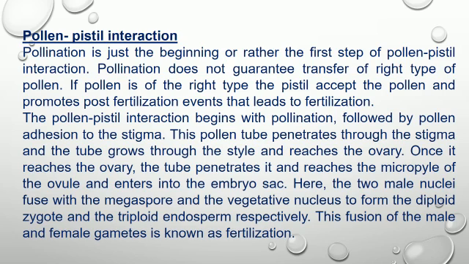Once it reaches the ovary, the tube penetrates it, reaches the micropyle of the ovule, and enters into the embryo sac. Here the two male nuclei fuse with the egg and the polar nuclei to form the diploid zygote and the triploid endosperm respectively. This fusion of male and female gametes is known as fertilization.